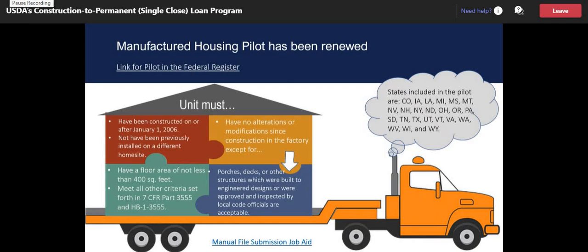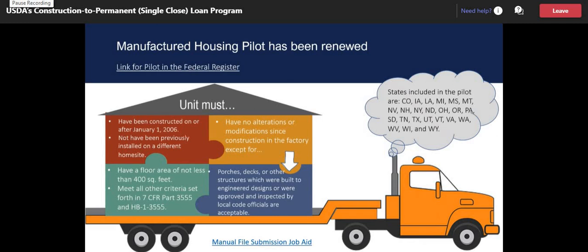Please note that all guaranteed loan applications submitted under this pilot project must be manually submitted and underwritten. Documents, however, can be uploaded through GUS. A job aid for this submission is available on our link library under the loan origination tab. I've also provided the link on this slide.